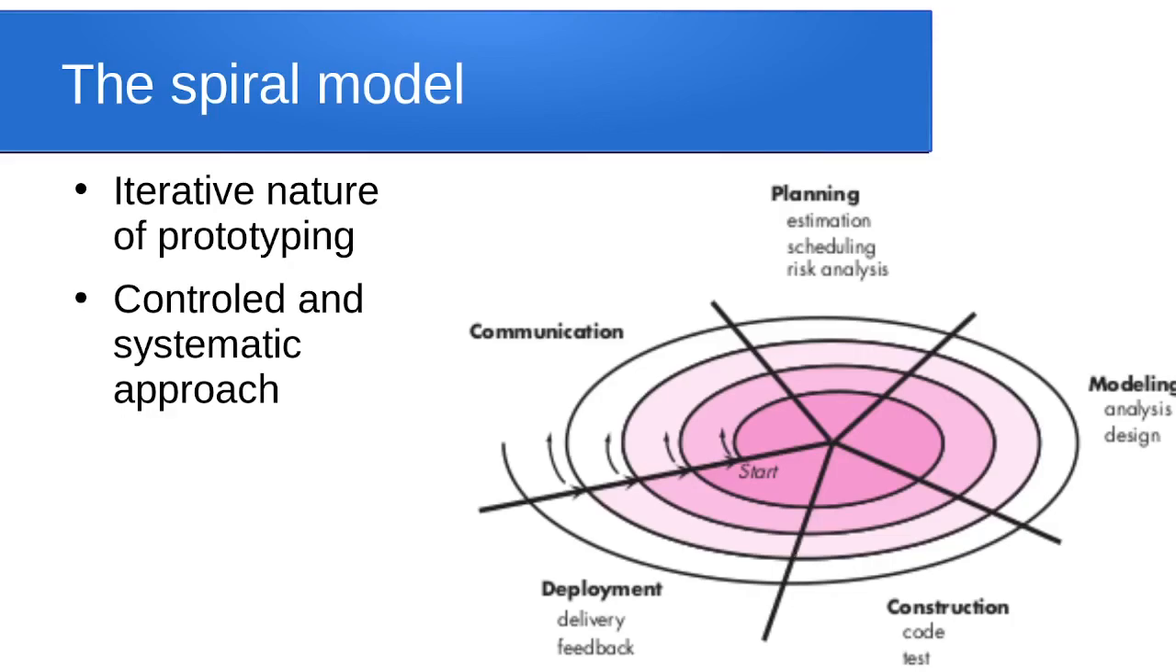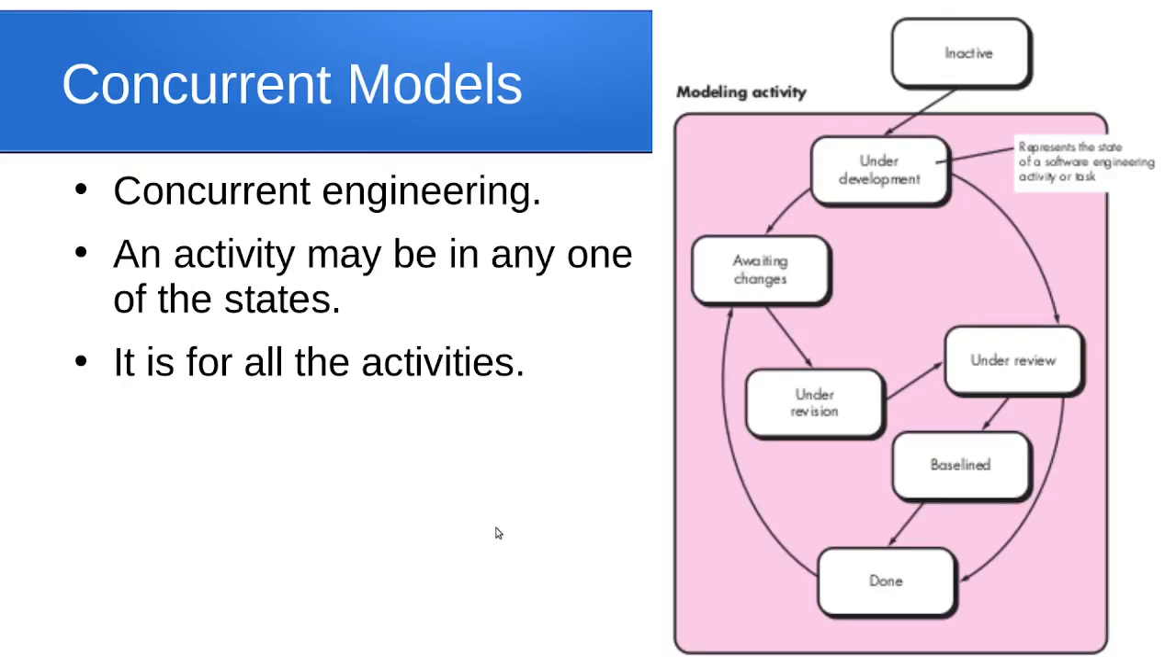Apart from the spiral model and prototyping model, one thing that we can see is the concurrent model. In the concurrent model, what we are saying is that there can be something going on parallelly. One thing that we have to understand is that there are multiple activities in the development life cycle, right?